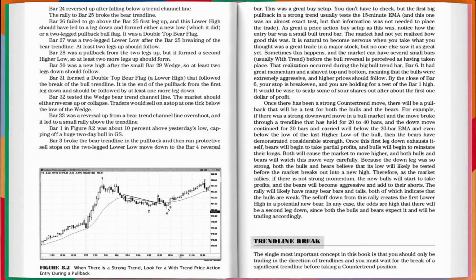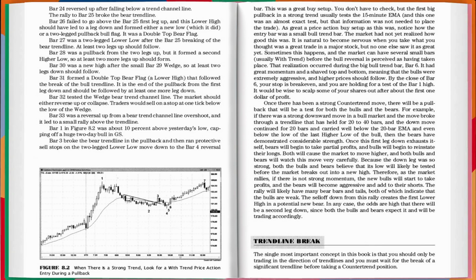It is the end of the pullback from the first leg down and should be followed by at least one more leg down. Bar 32 tested the wedge bear trend channel line. The market should either reverse up or collapse. Traders would sell on a stop at one tick below the low of the wedge. Bar 33 was a reversal up from a bear trend channel line overshoot, and it led to a small rally above the trend line.